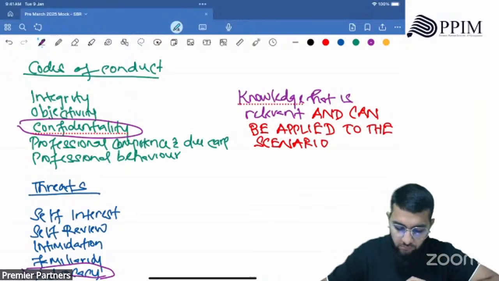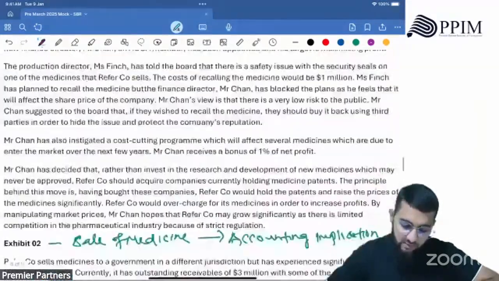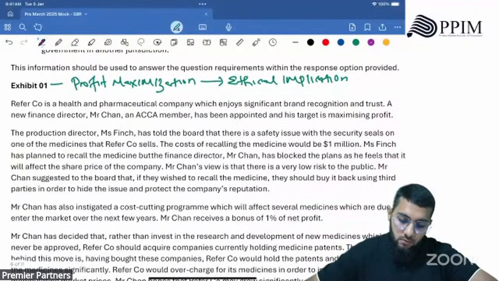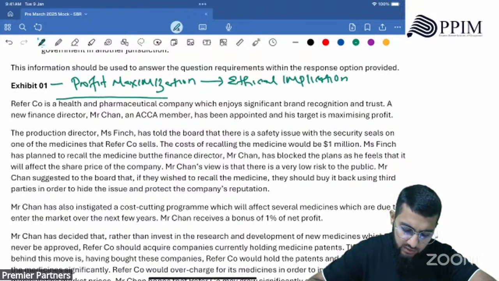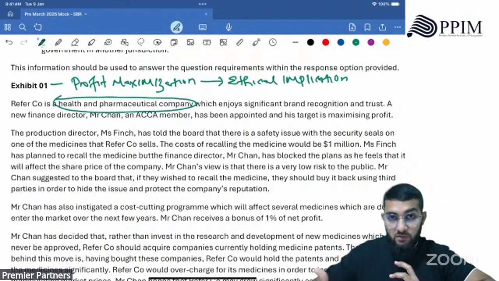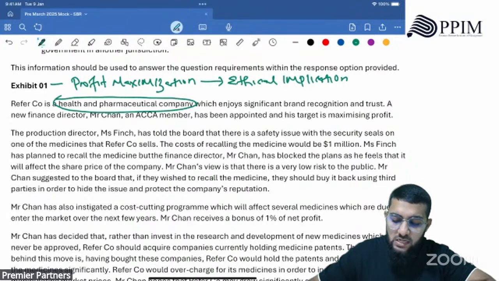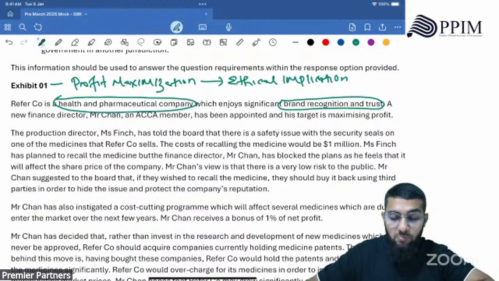All right. Okay, so now as we read the scenario, we'll highlight whatever issues have been identified. Referco is a health and pharmaceutical company. So we need to first identify what the industry is, meaning anything that's unethical to the industry is also something. Now, all the ethical threats are going to be relevant to industries also, right? Which enjoys significant brand recognition and trust. Okay, so anything that threatens their brand reputation, recognition, and trust is also a problem.